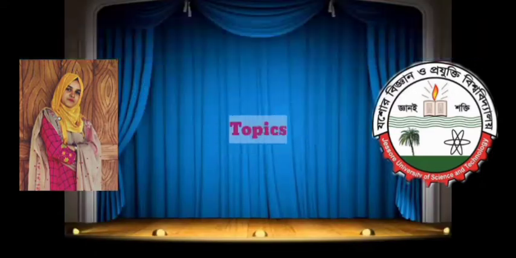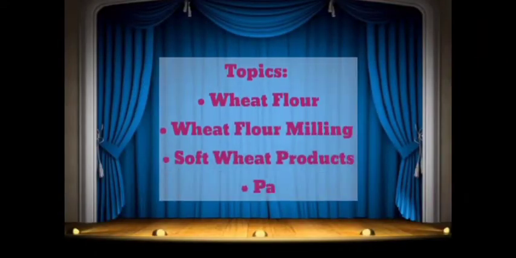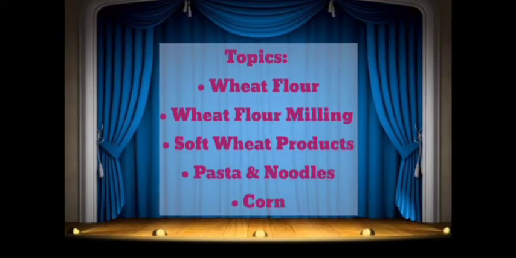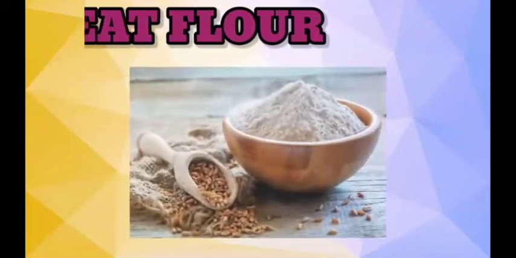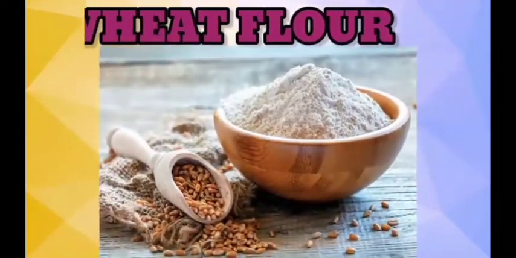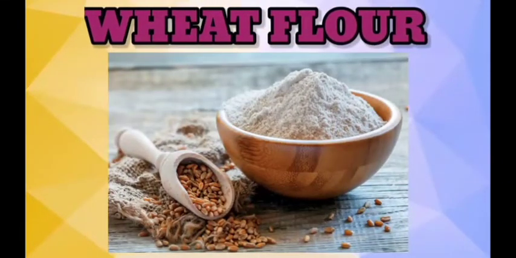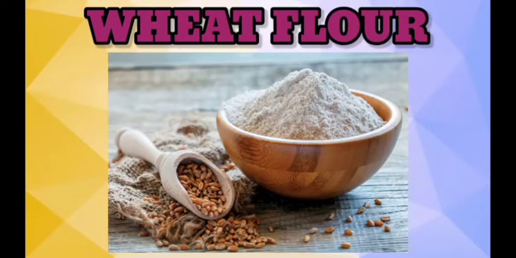So let's start. My topics are wheat flour milling, soft wheat products, pasta and noodles, and corn. Wheat flour. First of all, we will know what is wheat flour. Wheat flour is a powder made from the grinding of wheat used for human consumption. Wheat flour is mainly used in baking industry for making bread, sweets, cakes, biscuits, donuts, crackers, and so more. We can also make breakfast cereals by using wheat flour like gravies, soups, pasta, noodles, etc.